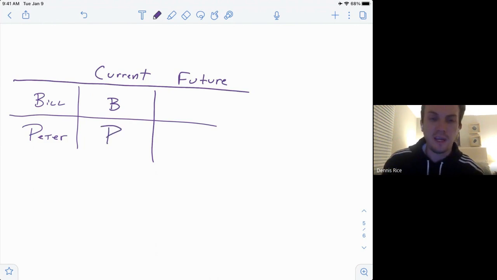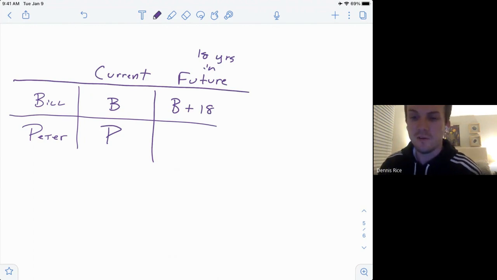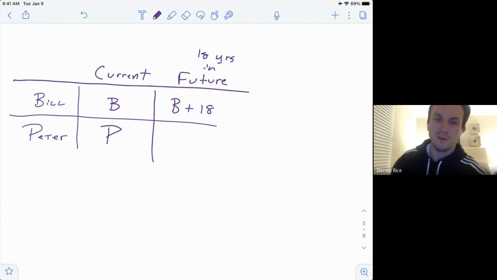How old will Bill be 18 years from now if he's B right now? Well, it's 18 years in the future. So doing this little mini table does help some people, so that's why I'm explaining it. If Bill is B years old right now, in 18 years he'll be B plus 18. If you have trouble with that, think of an actual number. If Bill is 12, 18 years from now he'll be 30, just adding 18 to that number. I know it's confusing because it's a variable for their age, but that's what we're talking about. And Peter will also be P plus 18.